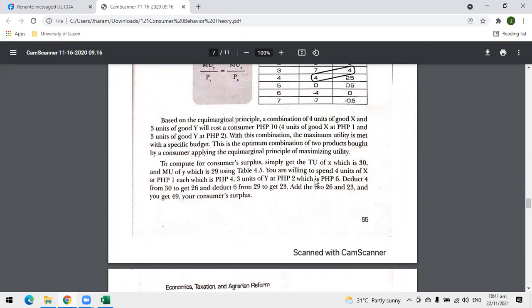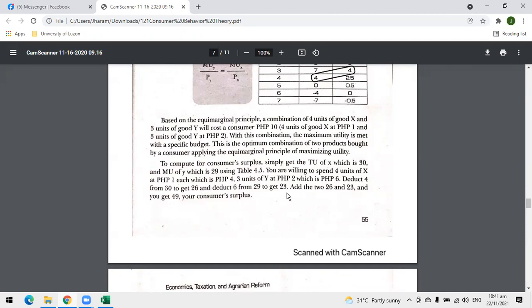You are willing to spend 4 units of X at one peso, which is 4 pesos, and 3 units of Y at 2 pesos, which is 6 pesos. Deduct 4 from 30, you get 26. And deduct 6 from 29, you get 23. Add those two numbers, 26 and 23, you get 49, your consumer surplus.